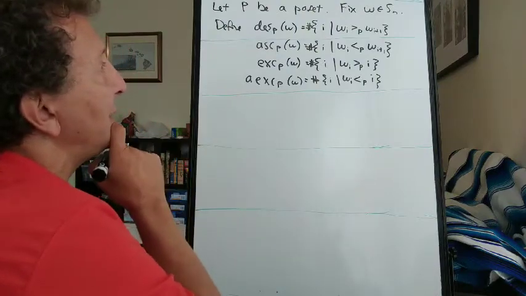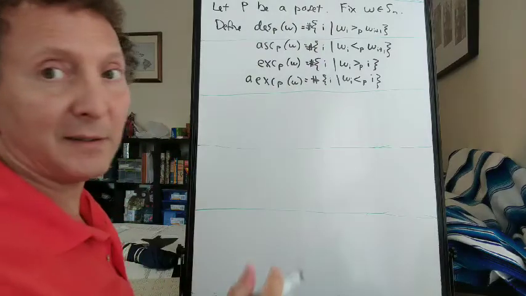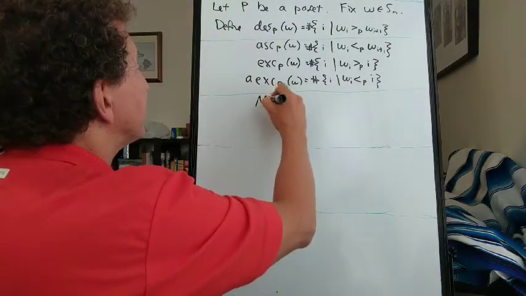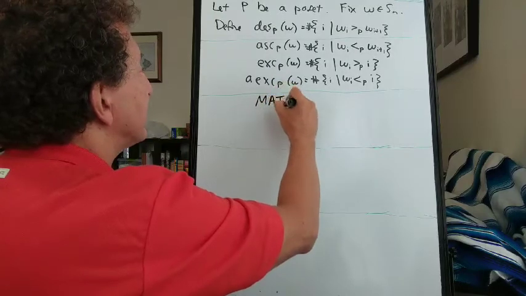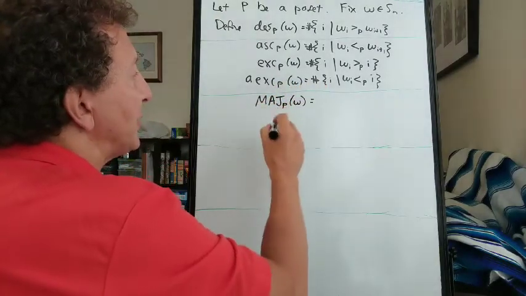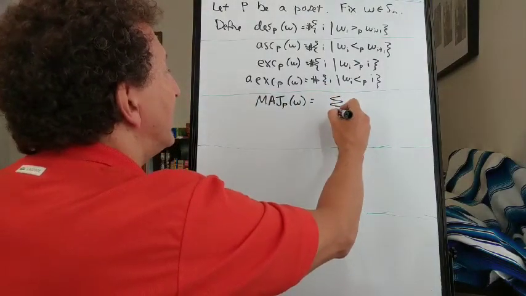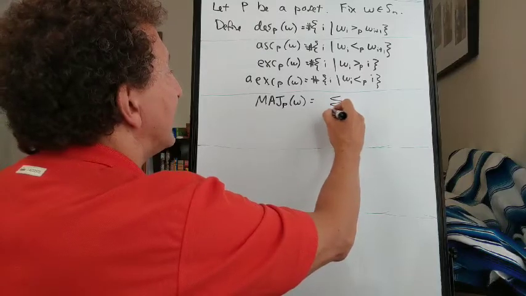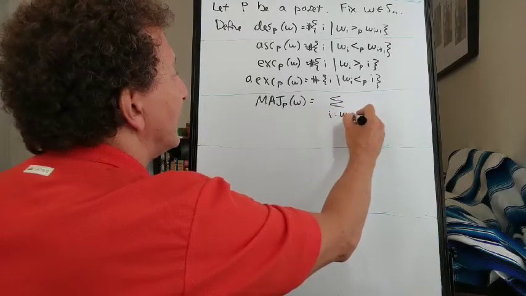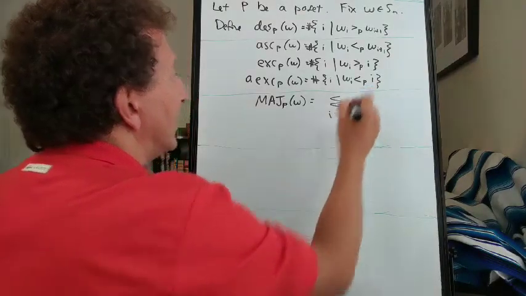Then we can define major index by summing the descent set, the P descent set of the permutation. So the P major index of W is the sum, over all i such that W_i is greater than W_{i+1} in P, of that index i.